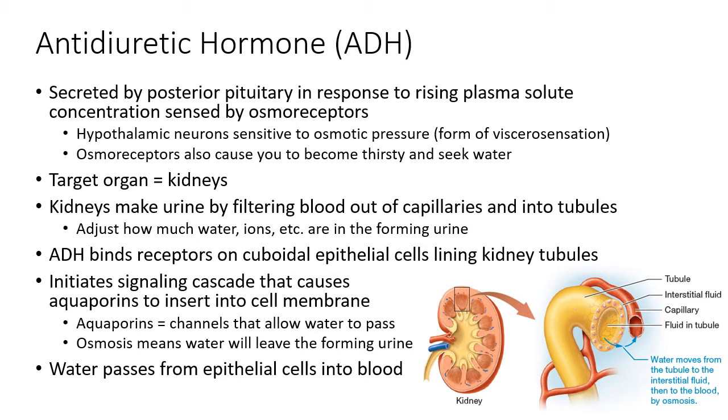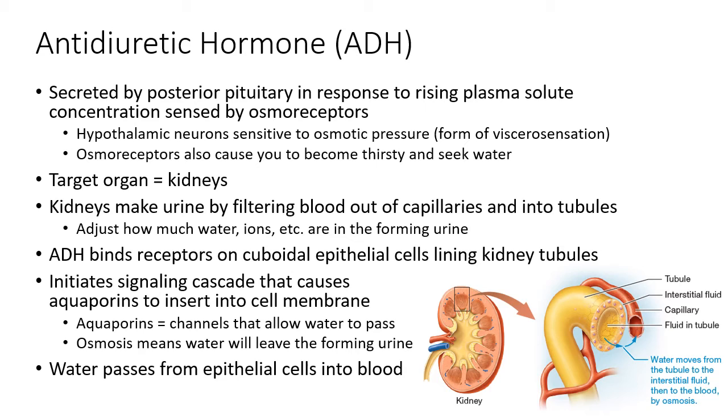So ADH release is controlled by the hypothalamus. You have special neurons in the hypothalamus called osmoreceptors. They can actually sense how much water is in your blood. The fancy way to say it is that they sense the osmotic pressure of your blood, but that's just how much water you have in the blood. If the osmoreceptors sense that you have not enough water in your blood, the water level is going down, then they're going to cause the release of ADH from the posterior pituitary.